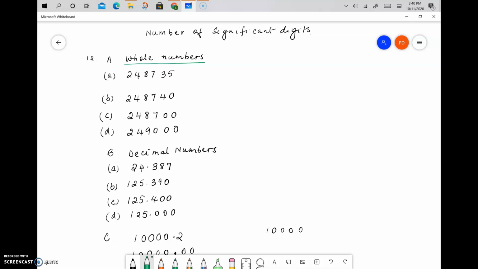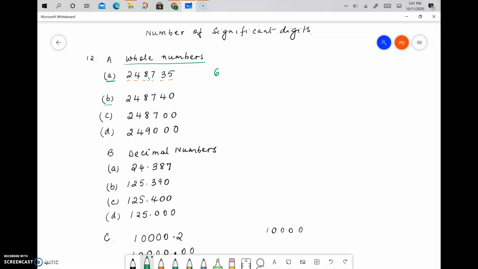So the first number we're looking at, part A, is 248,735. Now in a number like this, the first thing that you have to look for is the zeros at the end. Since there are no zeros, every digit counts. So we have 1, 2, 3, 4, 5, 6. So the number of significant digits is 6.